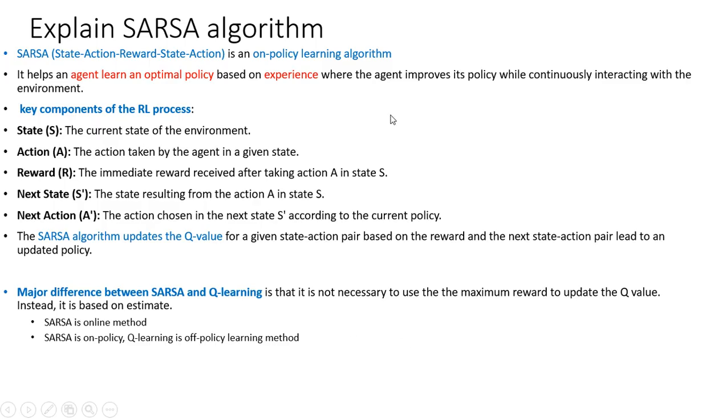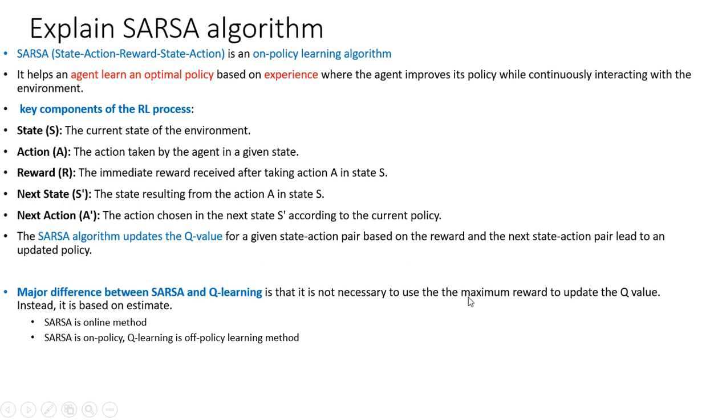The last one is the SARSA algorithm, which stands for state action reward state action. It's an on-policy learning algorithm. What we learned before, Q-learning, was an off-policy method. SARSA is an on-policy method. Here also we have the same kind of components: state, action, reward, next state and next action. The difference here is that in the SARSA algorithm we update the Q value for a given state-action pair.